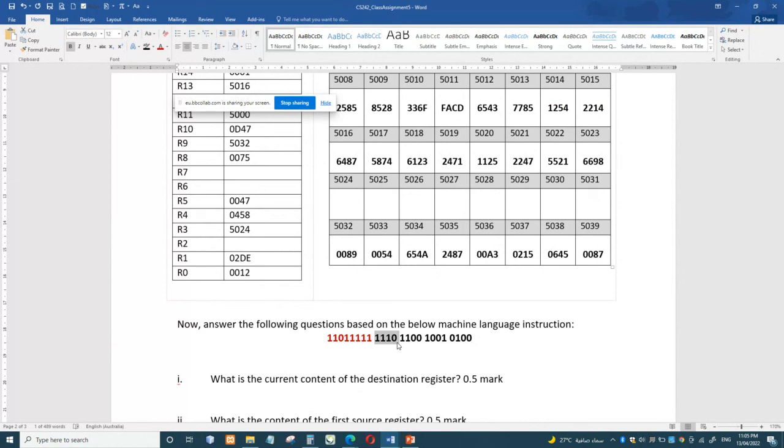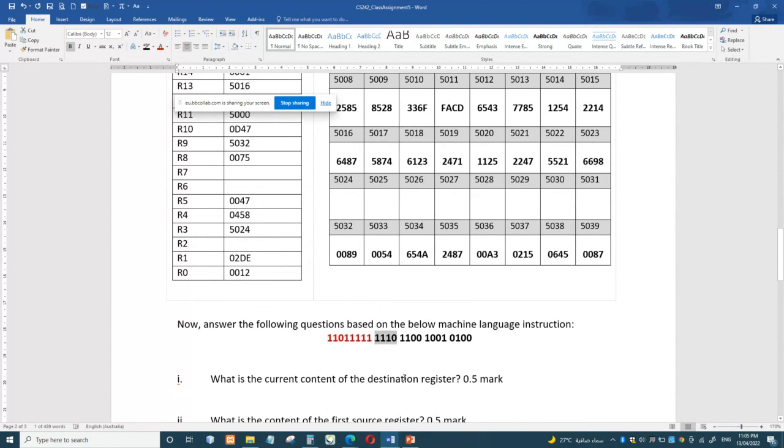Isn't this the destination register? This is a destination register. Can you tell me which register will be used as a destination register as per this instruction? So the first 8 bits, you can see, is your opcode. This is your destination register number.